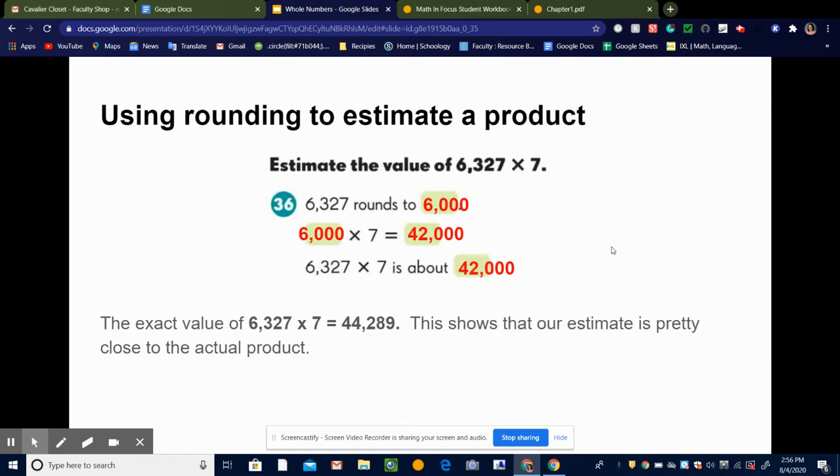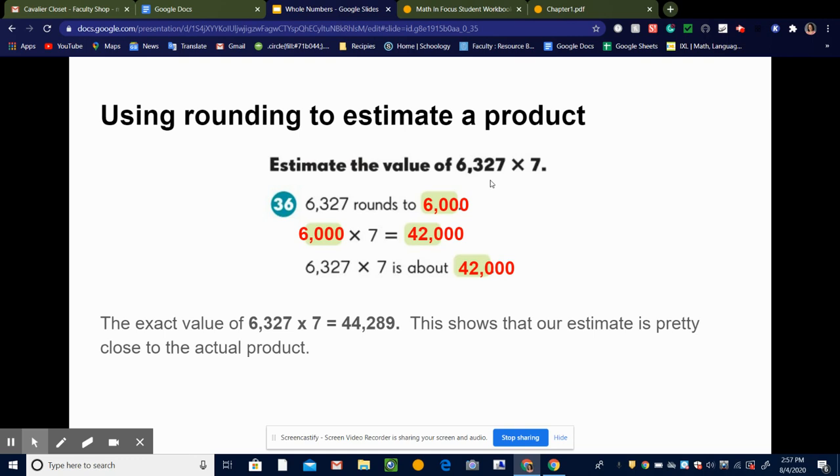So we can do the same thing when we multiply to estimate a product. Remember, a product is the answer that you get when you multiply. So the question says, estimate the value of 6,327 times 7. Now, I cannot do that in my head, but if I needed to, I could use rounding to help me get an answer that would be in the ballpark, meaning it would be pretty close, but not exact. So I'm going to round this 6,327 to the nearest thousand.